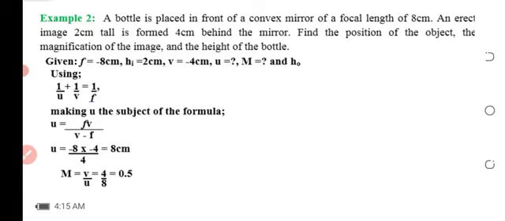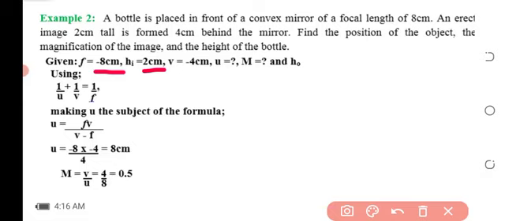Okay, there are some things we need to consider here. Number one, we are dealing with a convex mirror, so our focal length will be negative. That is why we have f equal to -8. Now, the second thing that we have here is the image height, because the question says an erect image of 2 centimeters tall, so that is why our image height hi is equal to 2 centimeters.